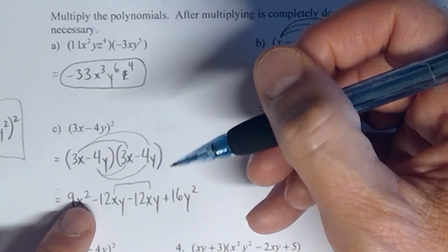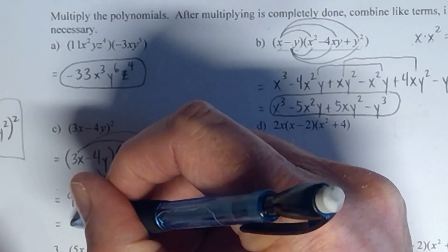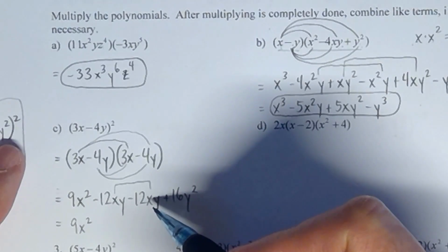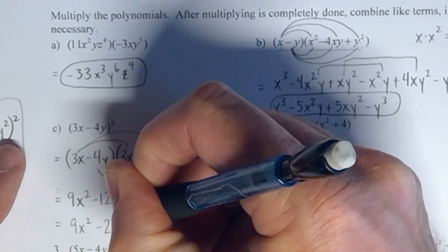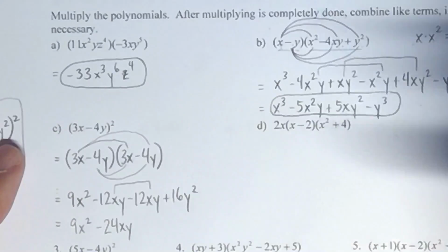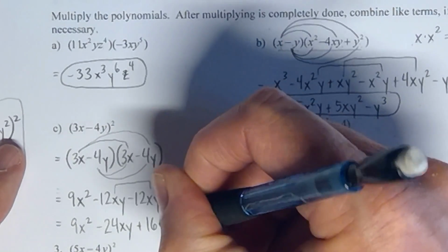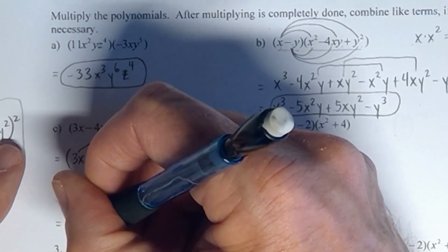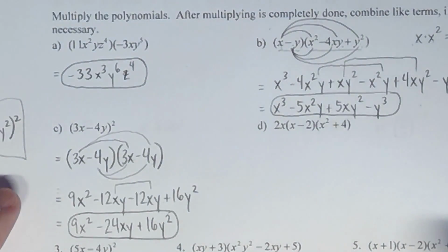Now, I'm actually going to bring this down first. This one does not have anything to combine with. So I'm just going to bring down 9x squared. But then we combine those two terms right there. Negative 12 minus 12 is negative 24. Okay. And then 16y squared doesn't have anything to combine with it, so we just bring that down. And now we've combined like terms as the directions asked us to do on the last step.